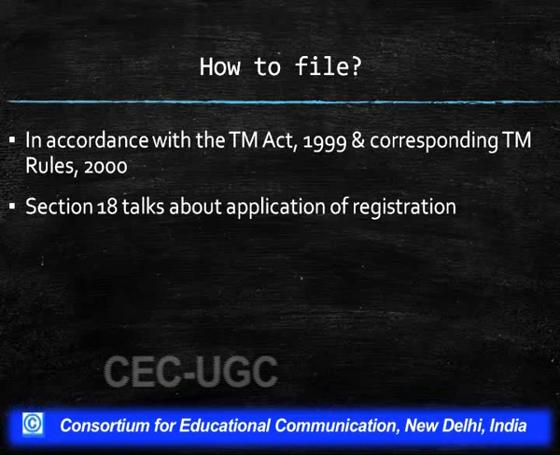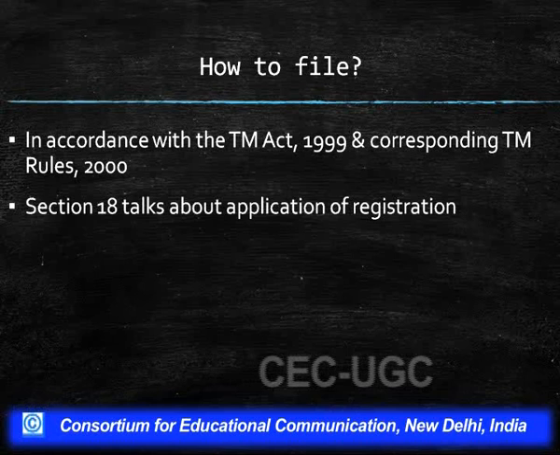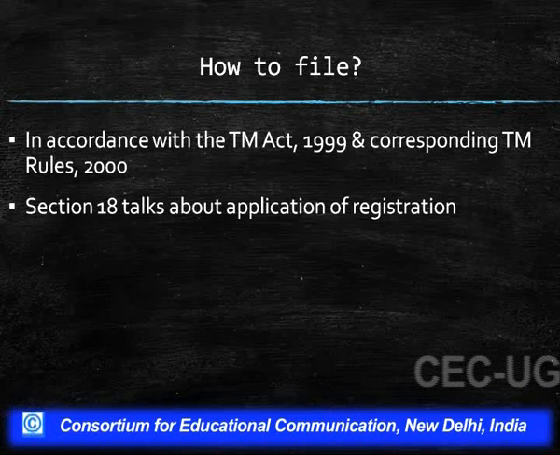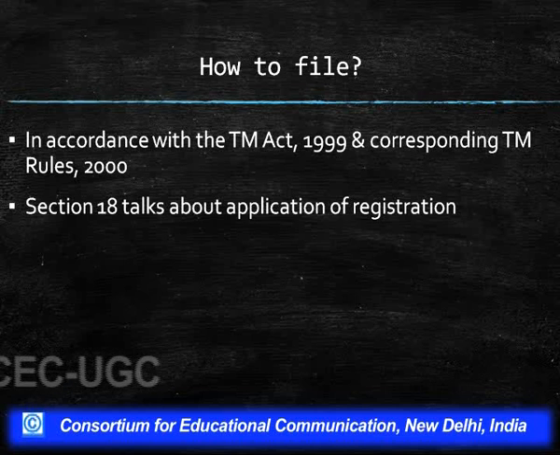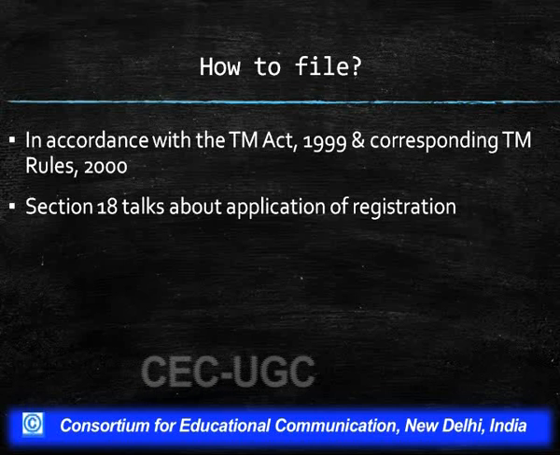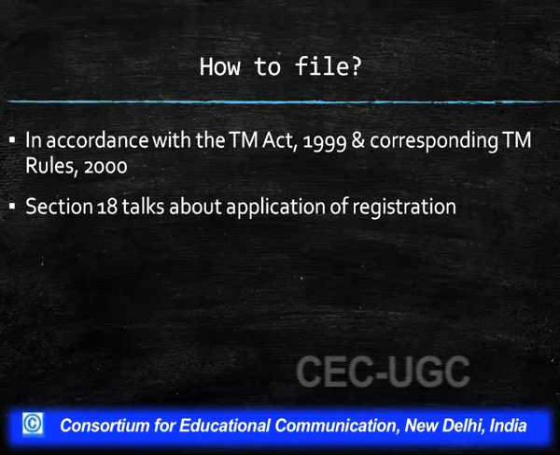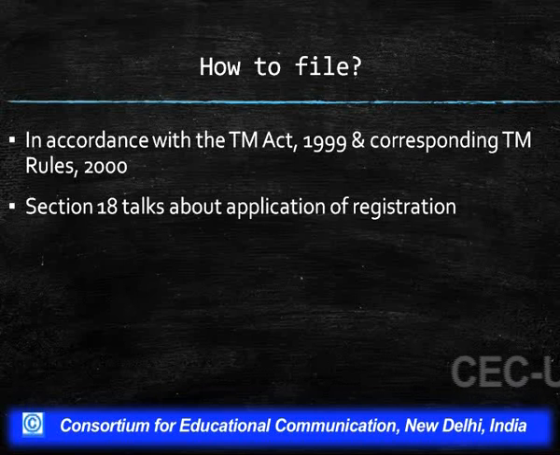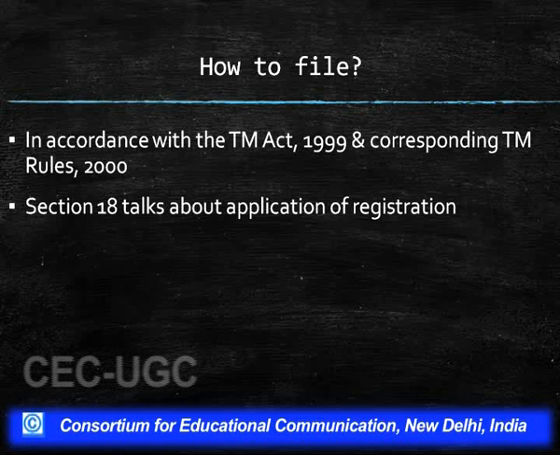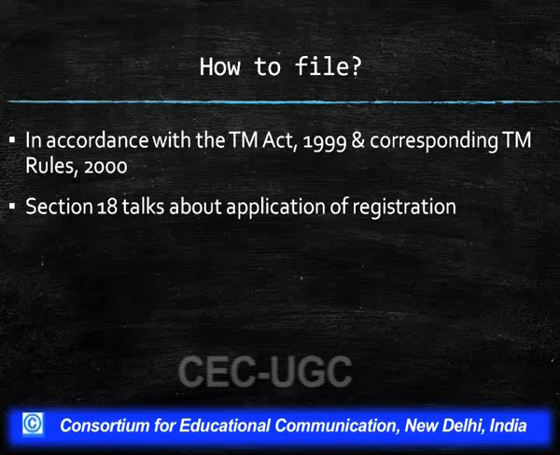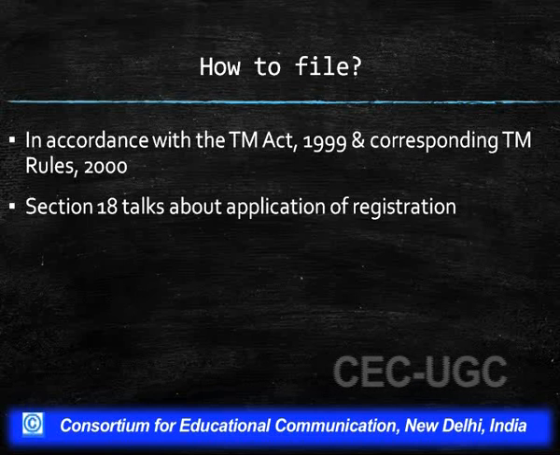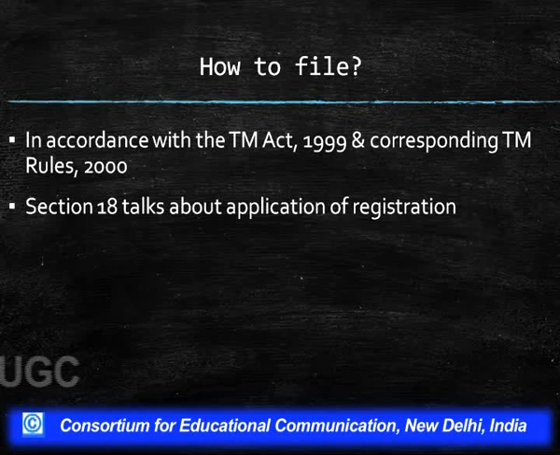Let's see which section talks about the application of a registration. It is section 18 only, friends, that talks about the application of registration. There are 5 clauses or 5 subsections under section 18. The very first subsection of section 18 talks about the person who becomes eligible, I mean the proprietor is made eligible by the purview of subsection 1 of section 18 to file the trademark application.